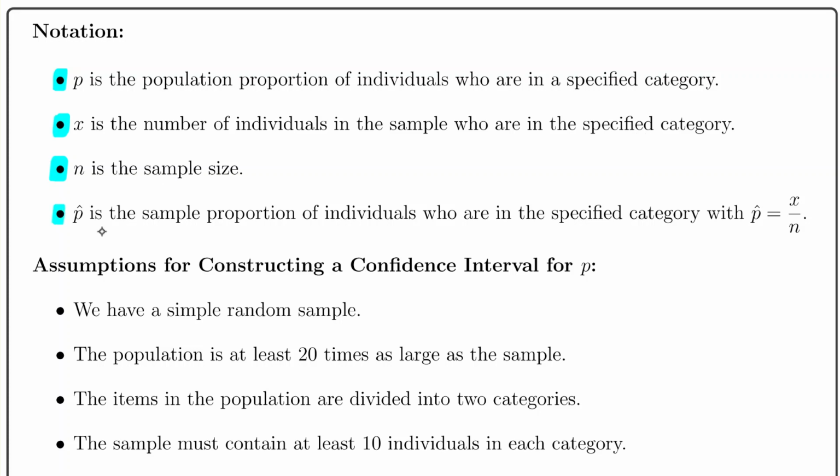Finally, our P hat is the sample proportion of individuals who are in our specified category, and we can find P hat from this equation. P hat is X divided by n. In words, that is the number of individuals in the sample from the category divided by the total sample size.